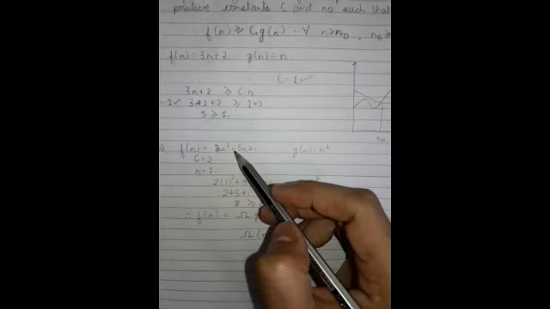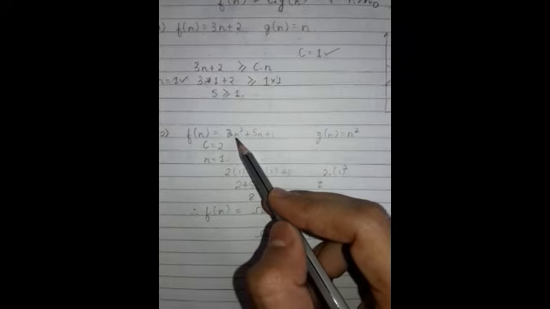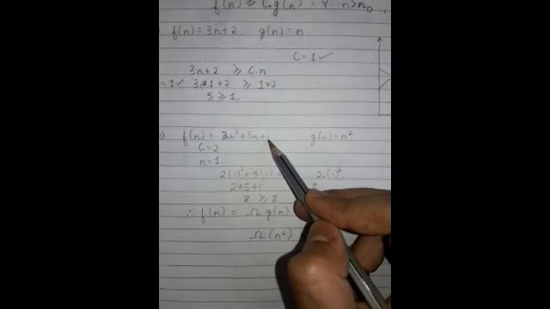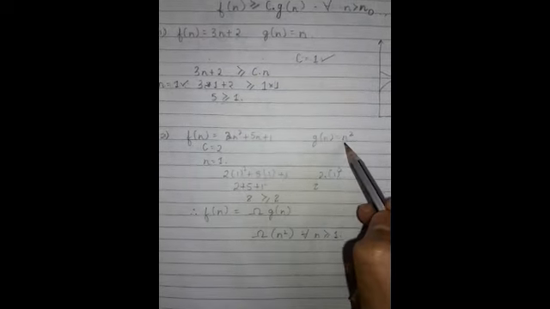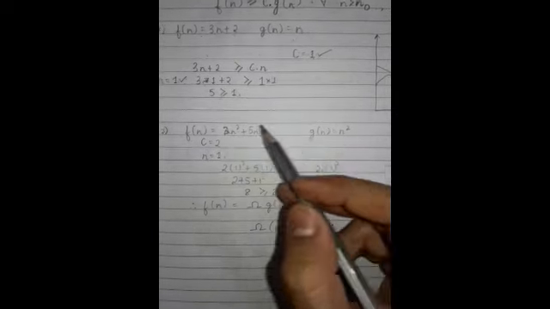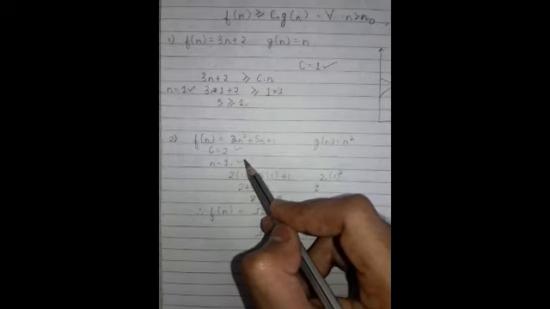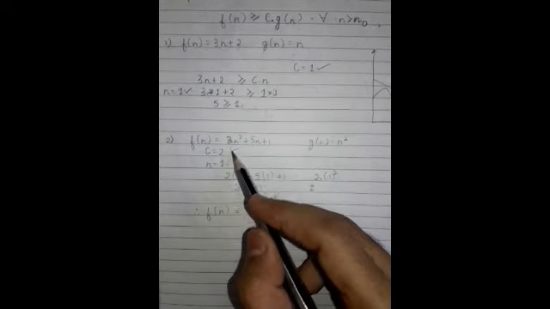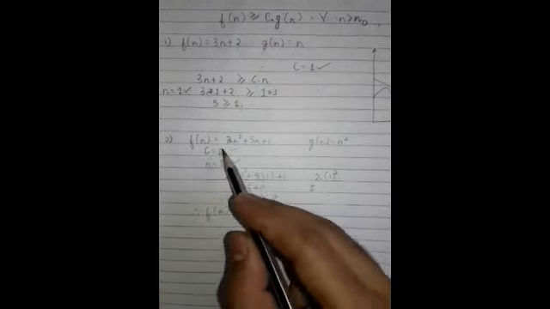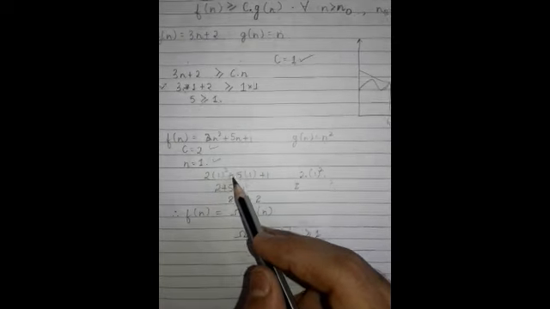Let's take another example. f of n is 2n square plus 5n plus 1 and g of n is equal to n square. I will put c equal to 2 and n equal to 1. So substitute the value of n equal to 1 in these two and the c value in this. What will I get?